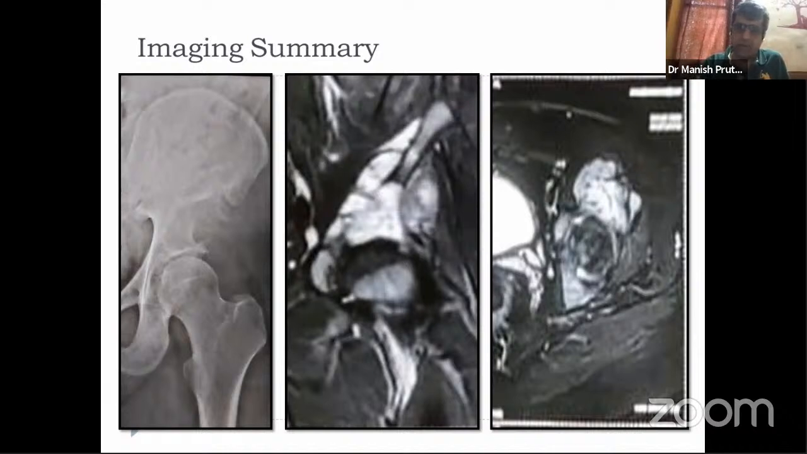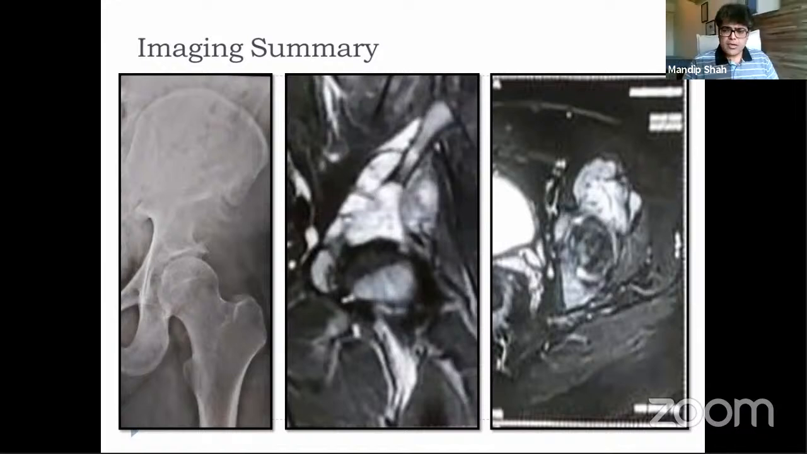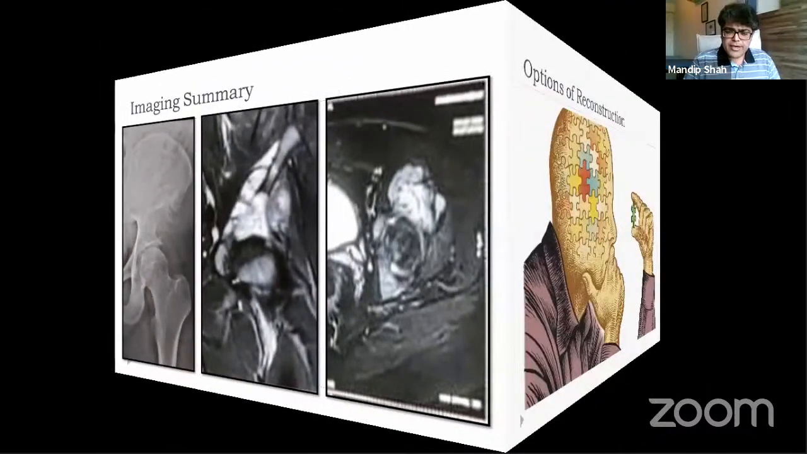Pelvic dissections are morbid. Even if we say we will be 100% safe, there is a 1% mortality also involved with the pelvic dissection. So I will do it only if I am curative. Okay, sure. Okay, Pratik, so I think we can go ahead. Yes, sir.